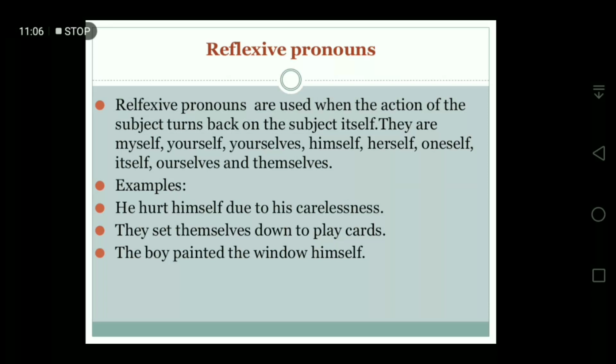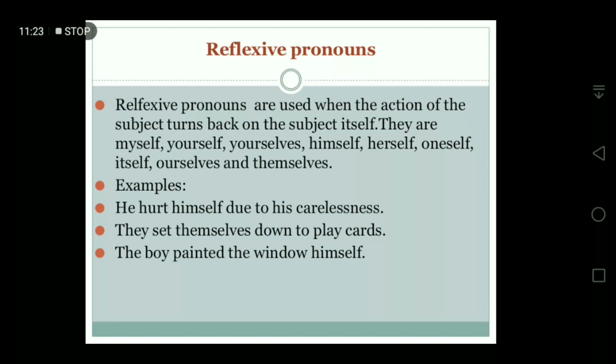They sat themselves down to play cards. Who sat? They sat themselves. They did their own work. So themselves is the reflexive pronoun. Why have we written themselves? Because they is plural.